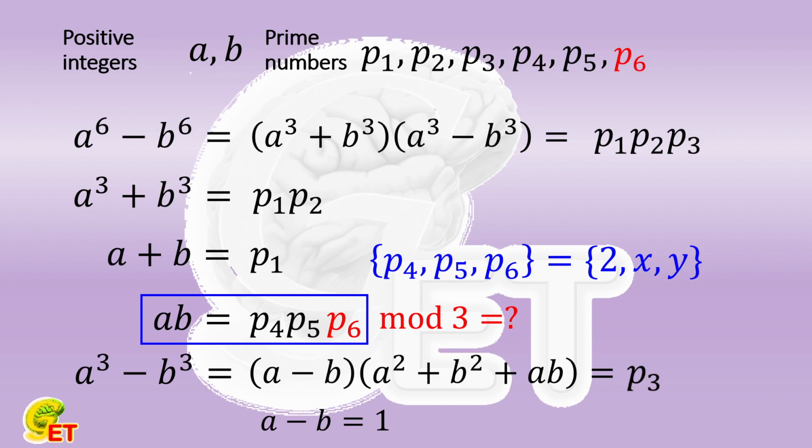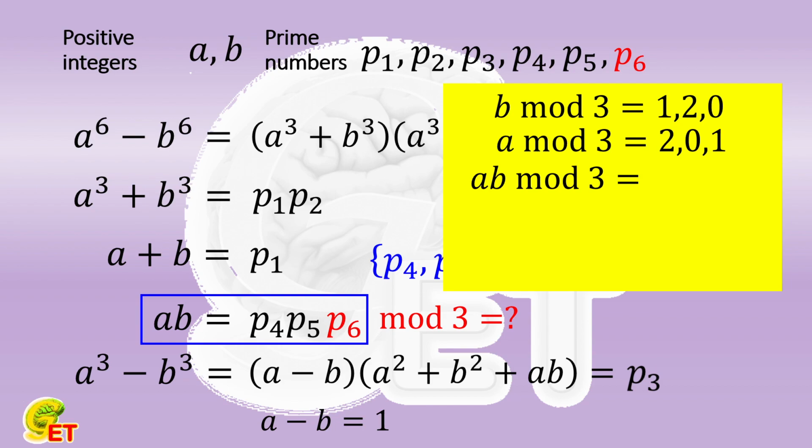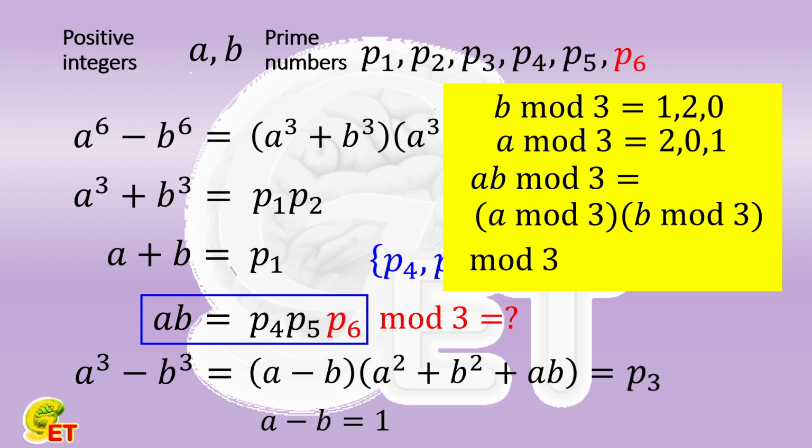That is, we try to figure out what the remainder is when a times b divided by 3. There are 3 possibilities for the remainder of b divided by 3, which are 1, 2 and 0. A minus b equals 1, so the corresponding remainders of dividing a by 3 are 2, 0 and 1. To find the remainder of a times b divided by 3, we can first calculate the product of the remainder of a divided by 3, times the remainder of b divided by 3, then find the remainder of this product divided by 3. This leaves only 2 possibilities, which are 2 and 0. Therefore, if we wanted to prove that a times b is divisible by 3, we in fact need to prove that the case of remainder 2 is not possible.